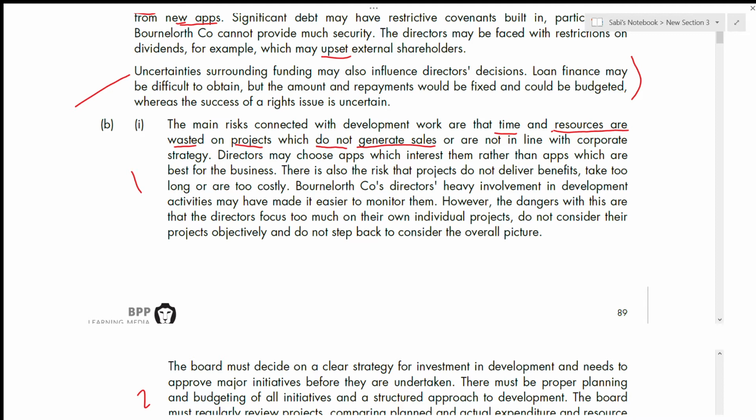In fact, you have to answer from common sense. You need a bit of presence of mind. You need to think at that time, right? Ideas and risks like this, you have to come up with the risk. It will not be clear cut from the case study that this is the risk, this is the risk, this is the risk. So one risk is this. Now the second risk is directors may choose apps which interest them rather than apps which are best for the business.